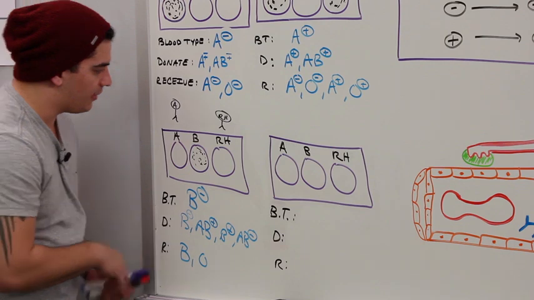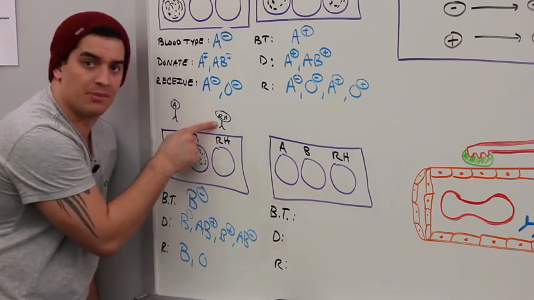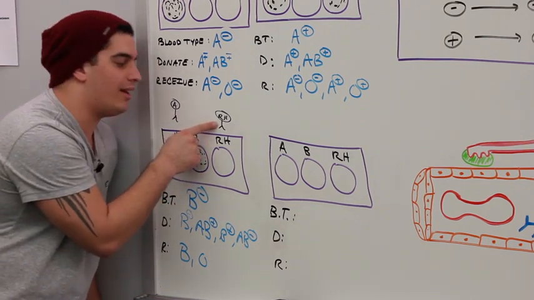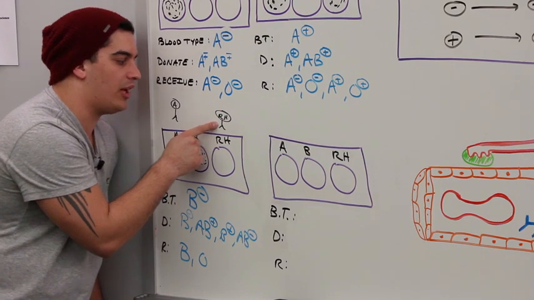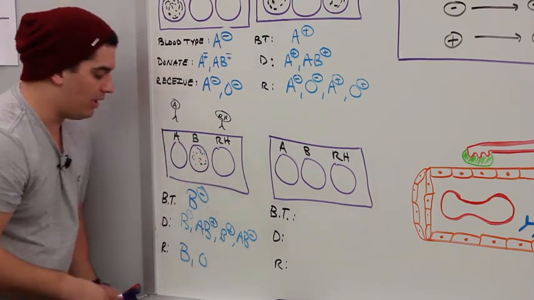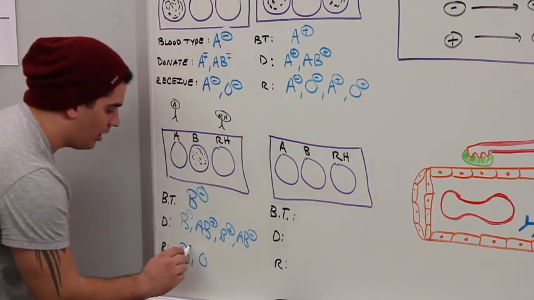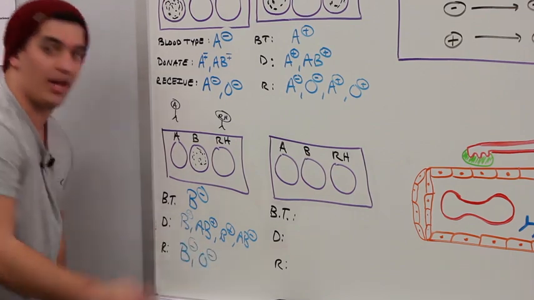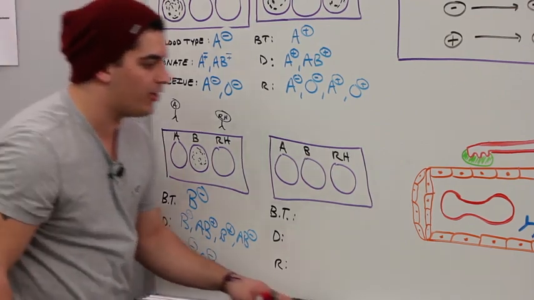Now, let's go back to this thing. What do they have in their plasma? RH antibodies. So they cannot receive blood from anybody who is RH positive. So what does that mean? This can only receive from B negative and O negative. It's easy, right? Now let's come over here and do this next one.